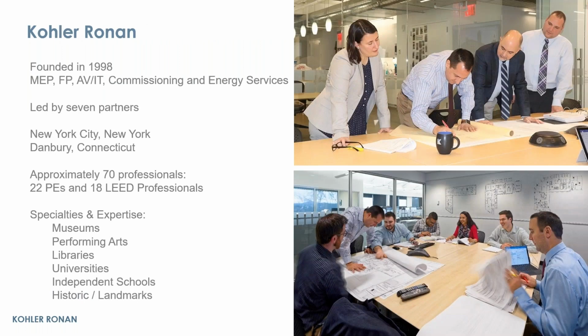A little bit about the firm that I work for, Kohler Ronan Engineers. Founded in 1998, for people in the US versus Europe, we are a full mechanical engineering company: MEP, mechanical, electrical, plumbing engineers, fire protection, AV/IT, commissioning, and energy analysis services. Led by about 7 partners. We're based in 2 locations, New York City and Danbury, Connecticut. We're about 70 professionals with 22 professional engineers and about 18 lead professionals.